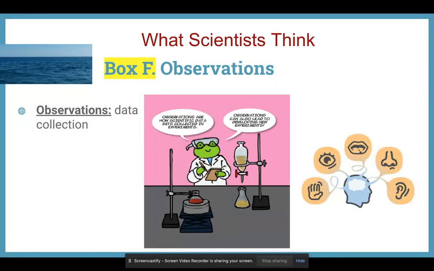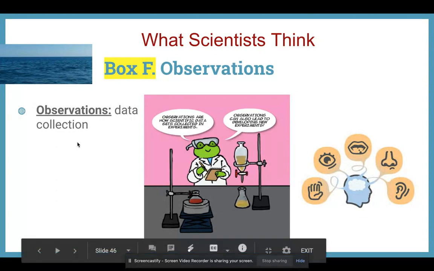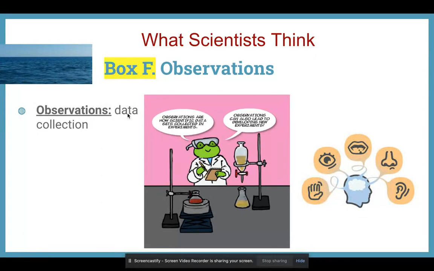Okay, box F, observations. So what scientists think of observations. In box F, on the right-hand side, you only have 1 point, which is that observations are basically data collection. So when I tell you to observe something, you're essentially taking some form of data, whether you're writing it down or not.